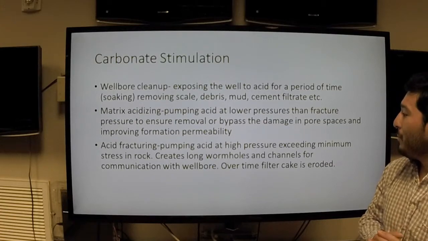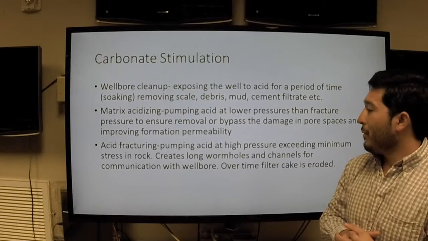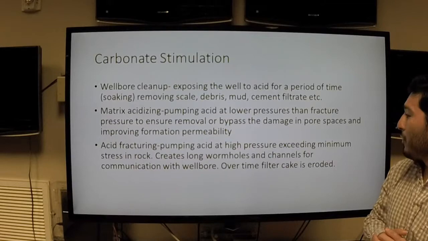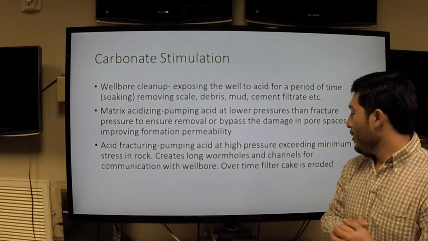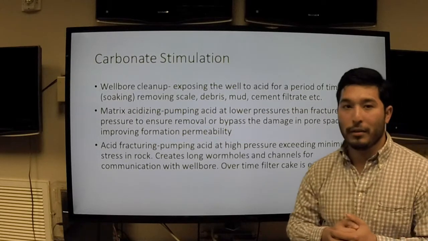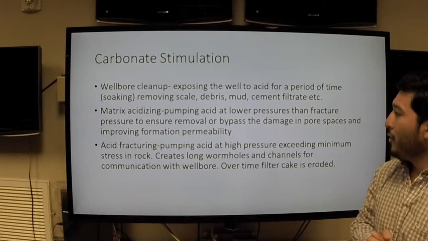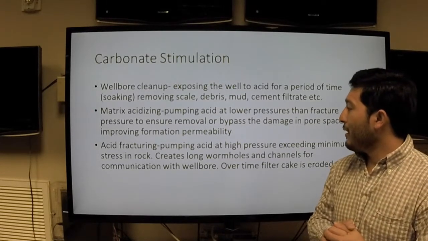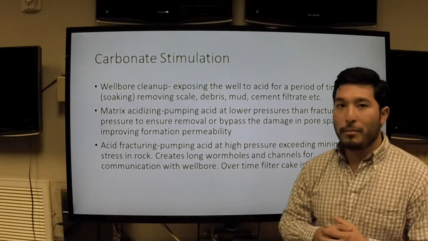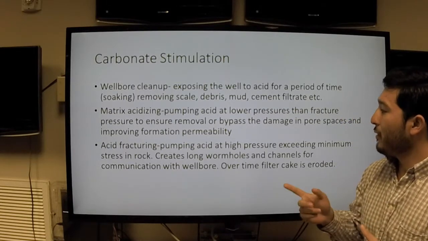Acid fracturing is basically pumping acid at high pressure exceeding the minimum fracture pressure, and it will also create long wormholes and channels for communication within the wellbore. Over time, this will erode the filter cake, which is basically causing our skin damage and can lead to better production rates. Industry has shown that matrix acidizing is highly inexpensive, so most exploration and production companies will choose matrix acidizing over the other two.